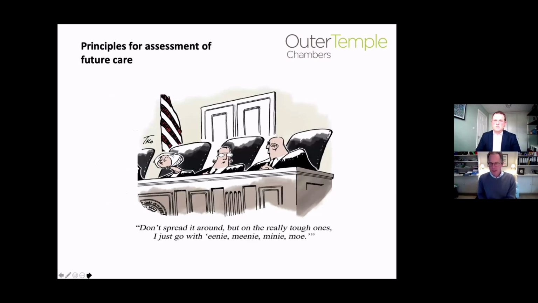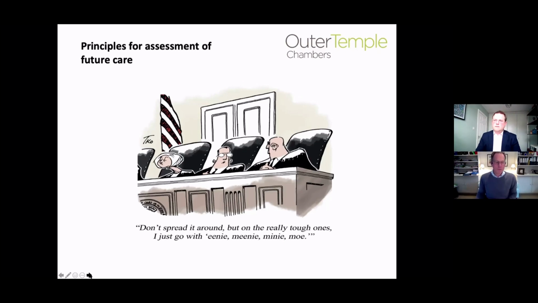Now, this slide is in no way intended to cast aspersions on our judiciary, but it is intended to reflect the fact that the outcome of these sorts of issues, particularly in relation to future care, can be uncertain. And of course, in our role advising our clients, we are always trying to anticipate how a judge is likely to decide the issues in relation to future care, amongst other things, in our cases. And so it's helpful, I think, to just take a step back and look at some of the principles that apply in relation to future care.